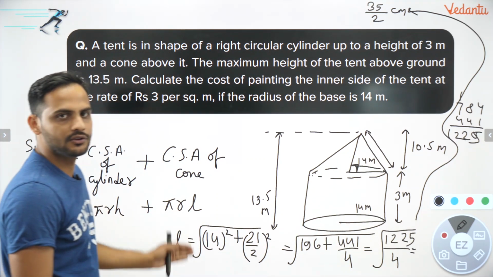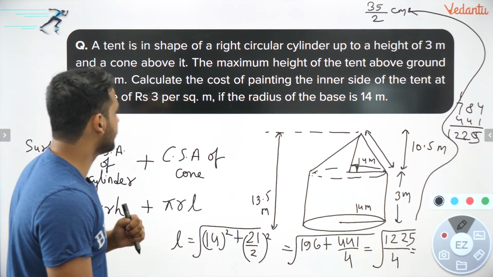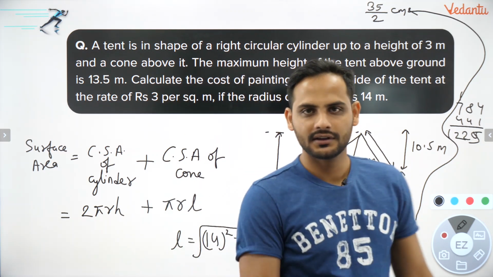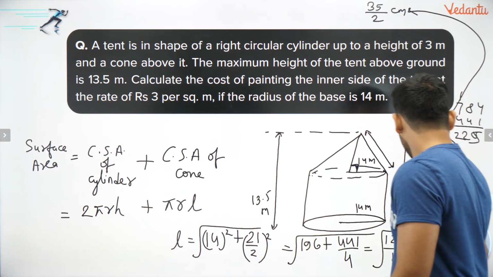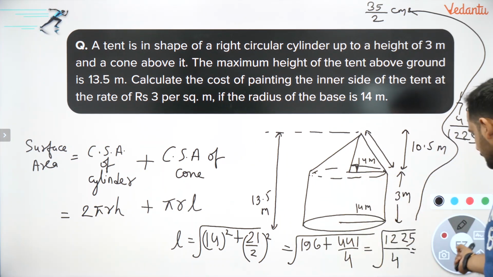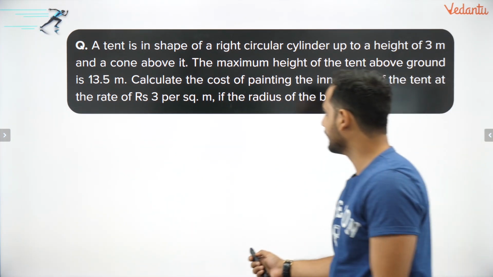Now just put the values, you will get your surface area which has to be painted, and then multiply that surface area with rupees 3. Understood? So this is how this question can be solved. The main part is understanding the question and the formulas you can use there. Okay, let's move ahead. The next question we have is this.